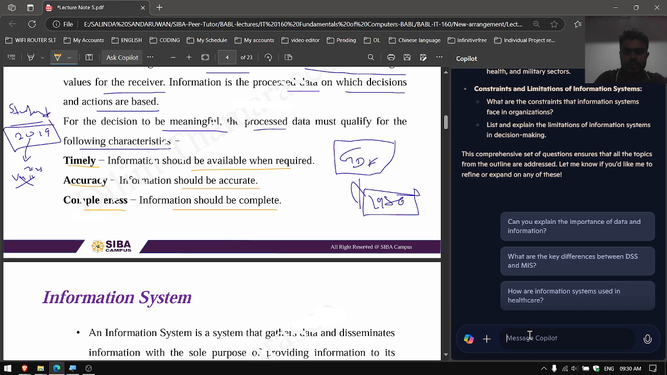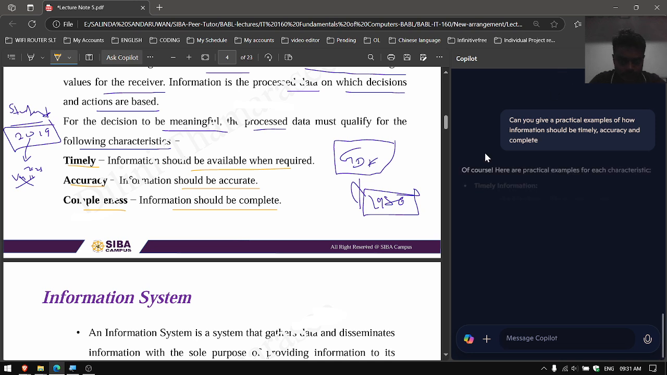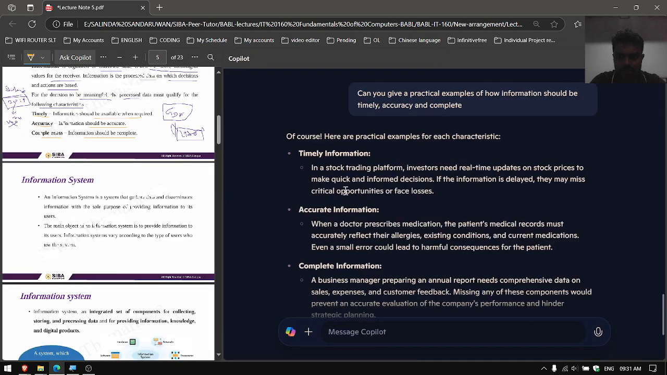All right. So can you give a practical example of how information should be timely, accurate, and complete? Okay, let's see what the example is. All right, so here you can discover more.